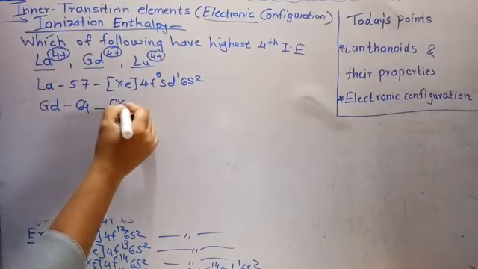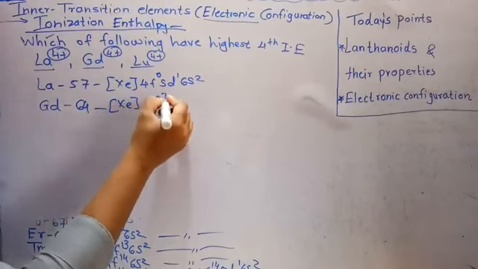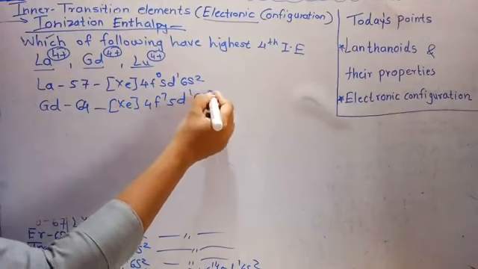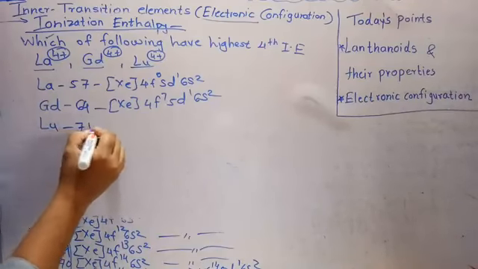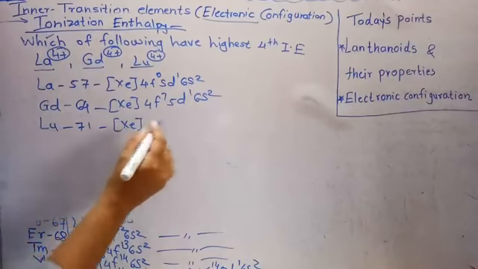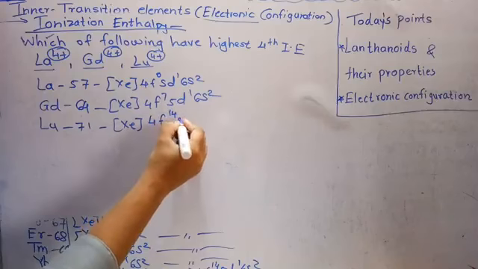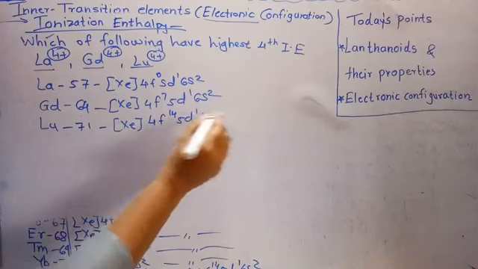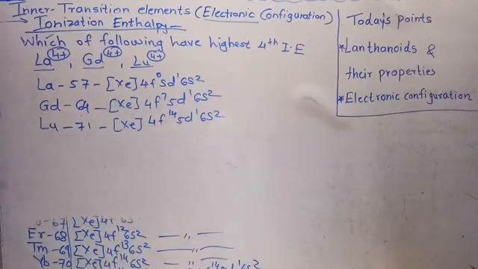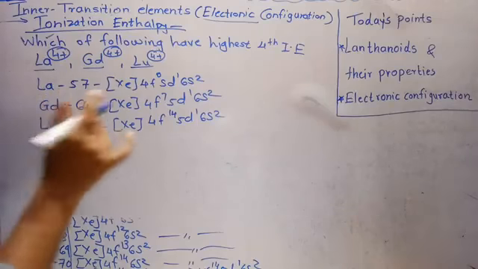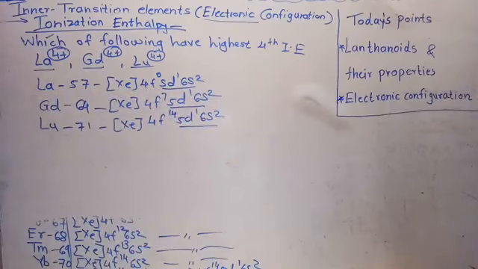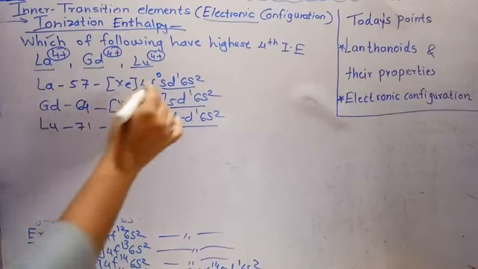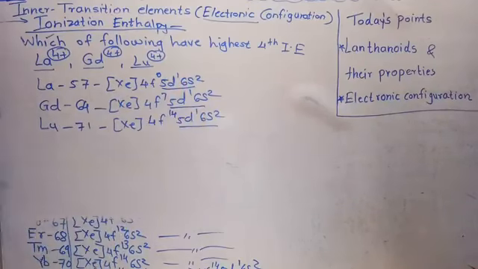The electronic configuration is xenon 4f7, 5d1, 6s2. And the last is lutetium, having atomic number 71, electronic configuration xenon 4f14, 5d1, 6s2. See here, for these three elements, there are 3 electrons present in 5d and 6s2. That means first these 3 electrons are removed.